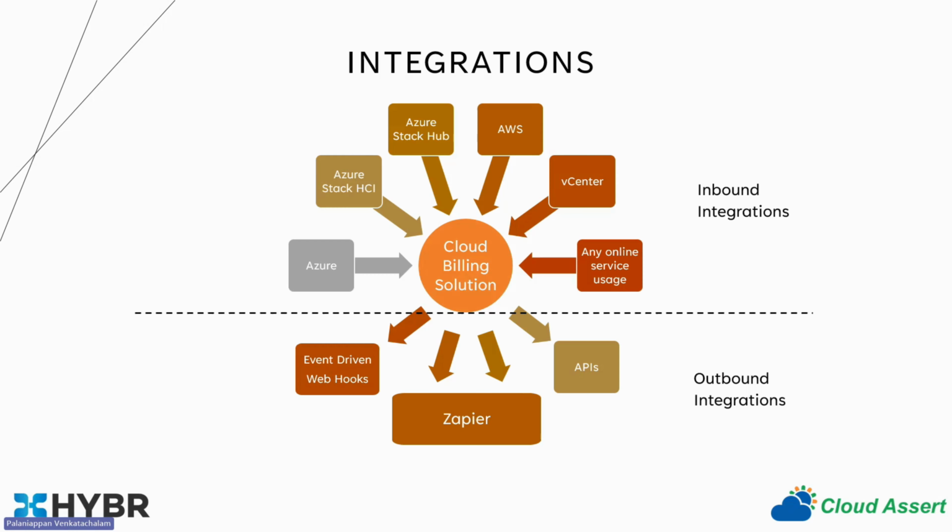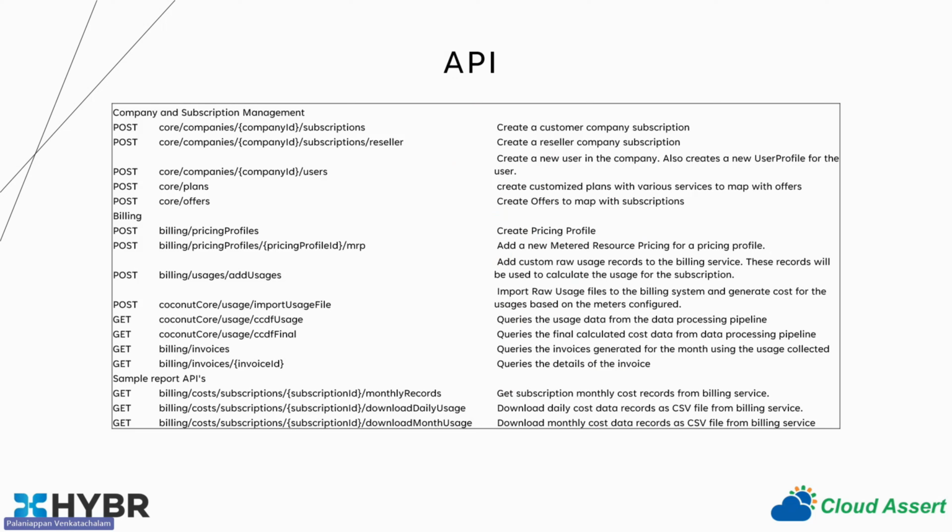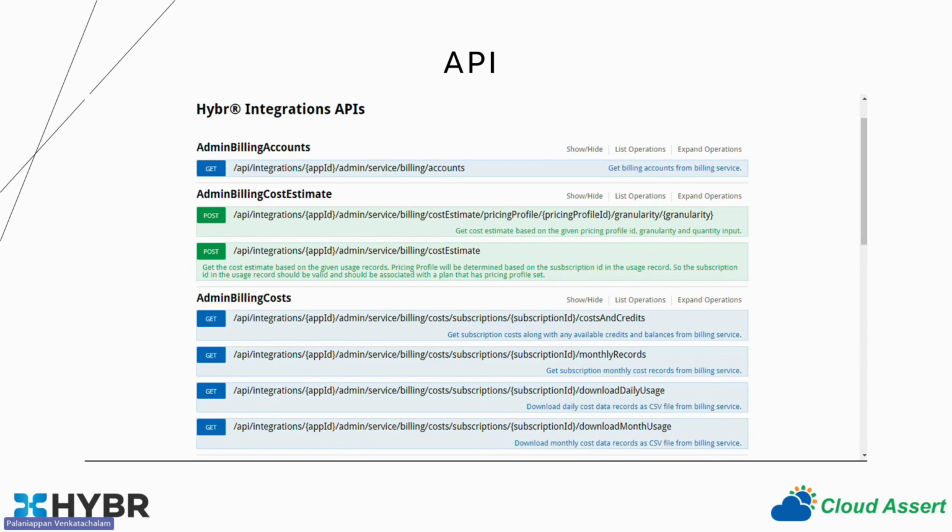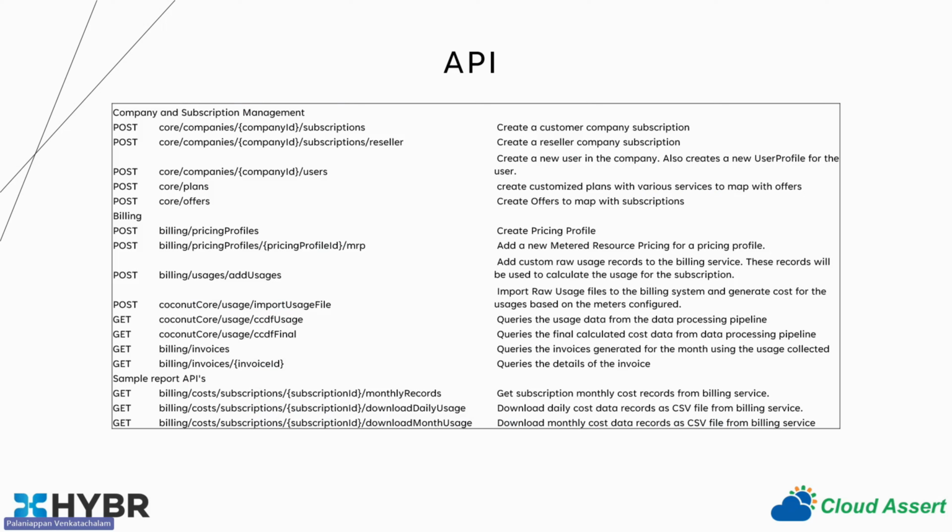So Hyper supports integrations with virtually any platform. We can read data out of anywhere and give data to anywhere. These are some of the common APIs that Hyper provides for some of the data mechanisms that require it. You can get an invoice detail, you can get an estimate detail, you can get the usage details, you can get monthly records, you can get much more detailed logs.